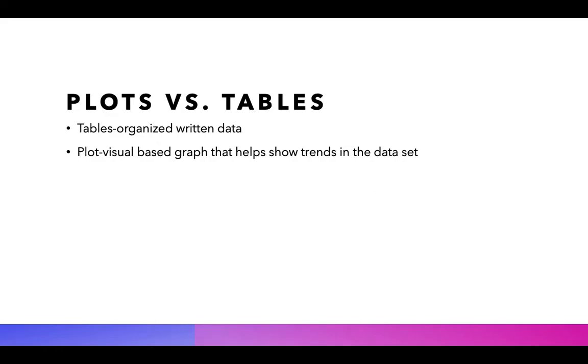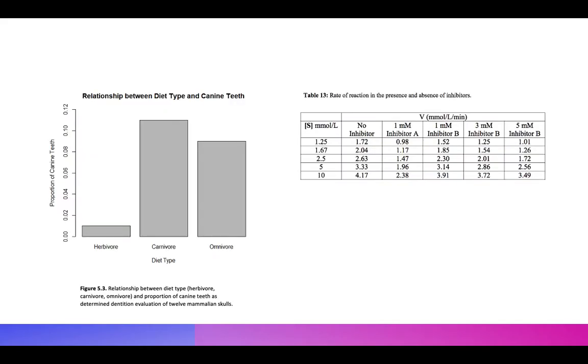So, plots versus tables. Plots are essentially graphs. You know them when you see them. It helps show trends in the data set. And then a table is essentially organized written data. So, here's a table. You can see it's got the column labels and stuff up here in the overarching units. And then over here you've got a plot or figure, graph, whatever you want to call it.